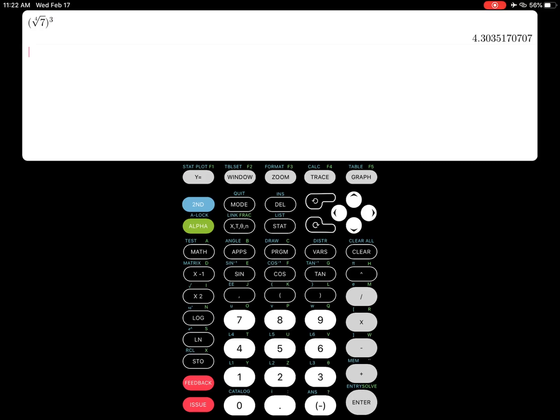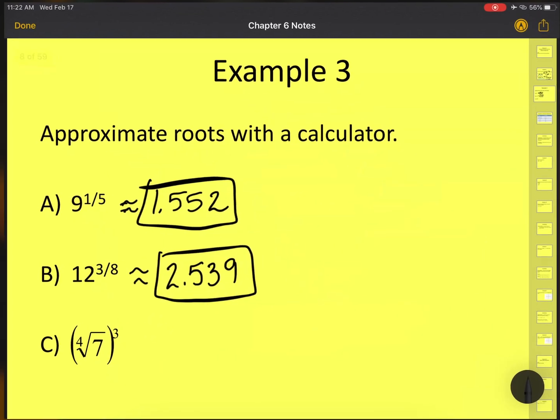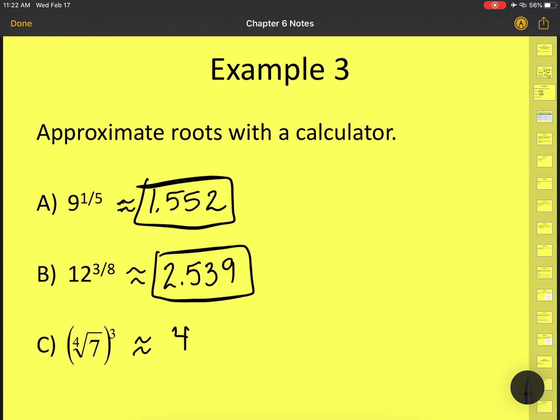And if we round it to the 1,000th, 4.304. So we're going to have to rely on the calculator for certain kinds of roots and fractional exponents to approximate these types of roots.